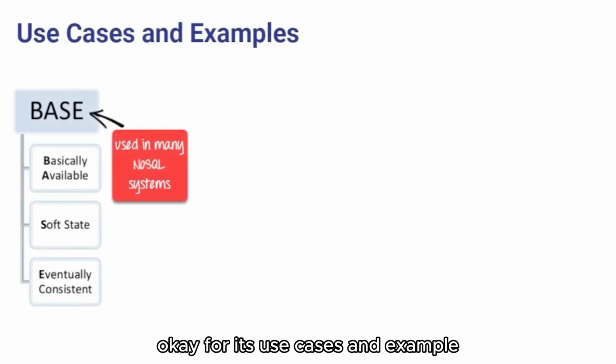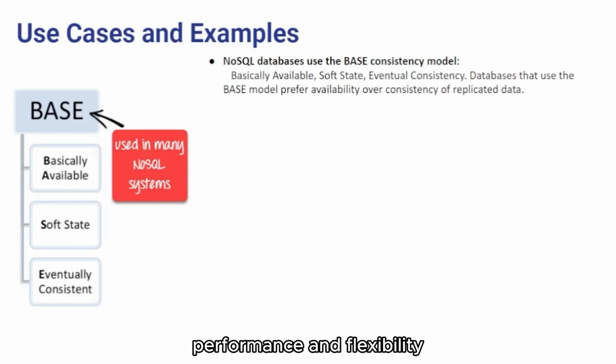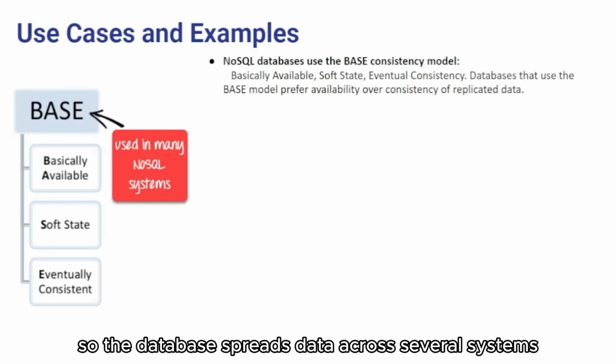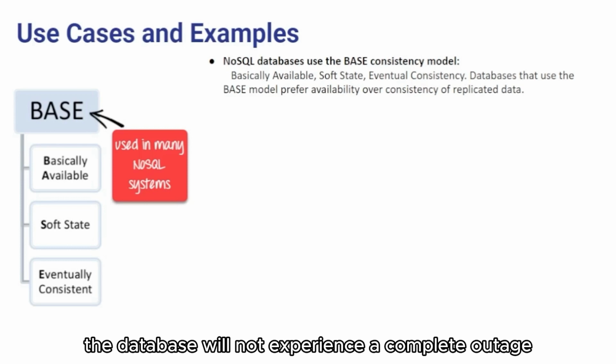Okay, for its use cases and examples, NoSQL databases are often used for applications that require high scalability, performance, and flexibility. So it uses the BASE consistency model. BASE stands for basically available, which means that all users can perform a query. The database spreads data across several systems, so in case a failure happens to a segment of data, the database will not experience a complete outage.